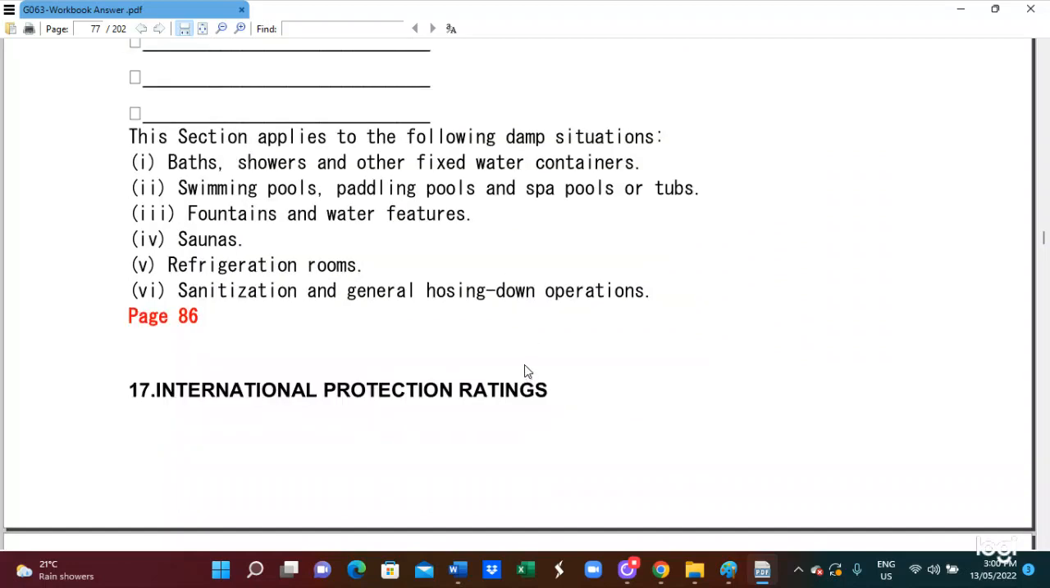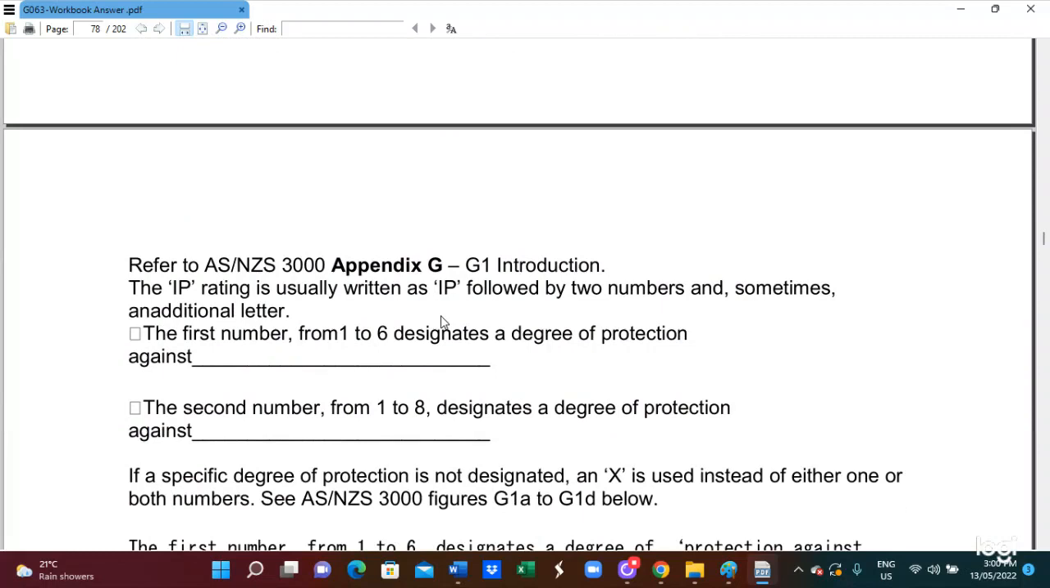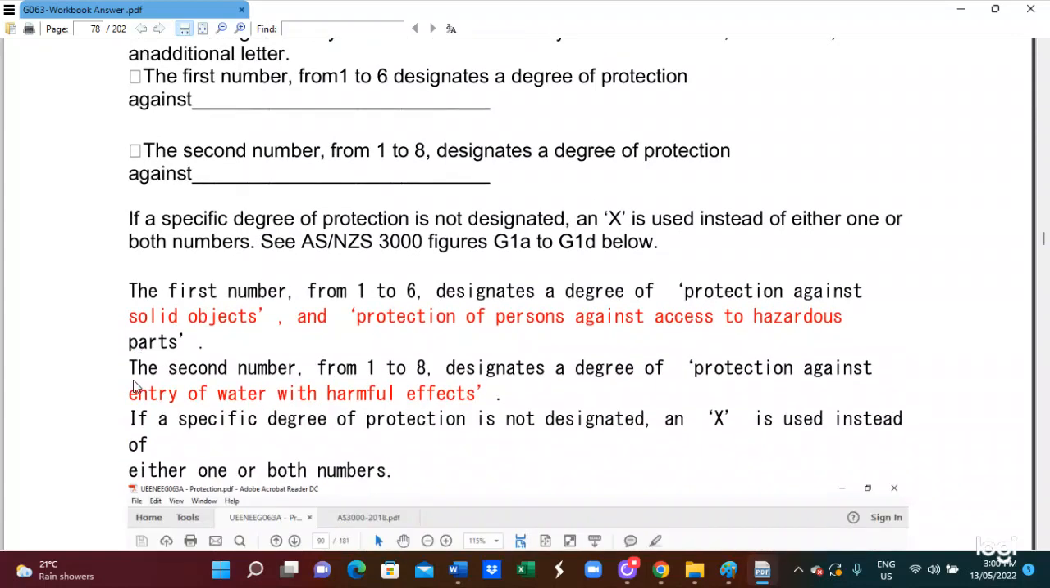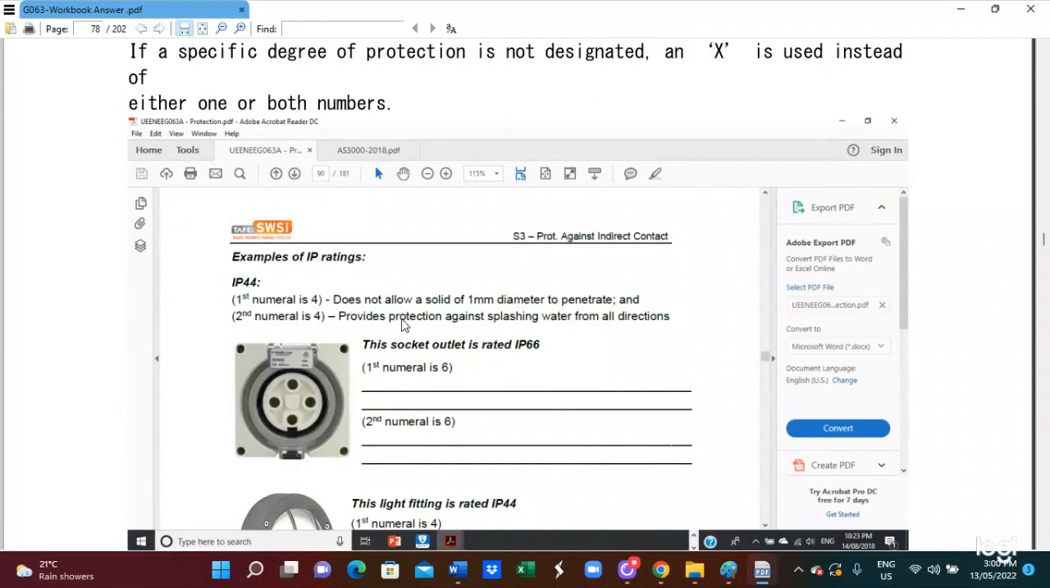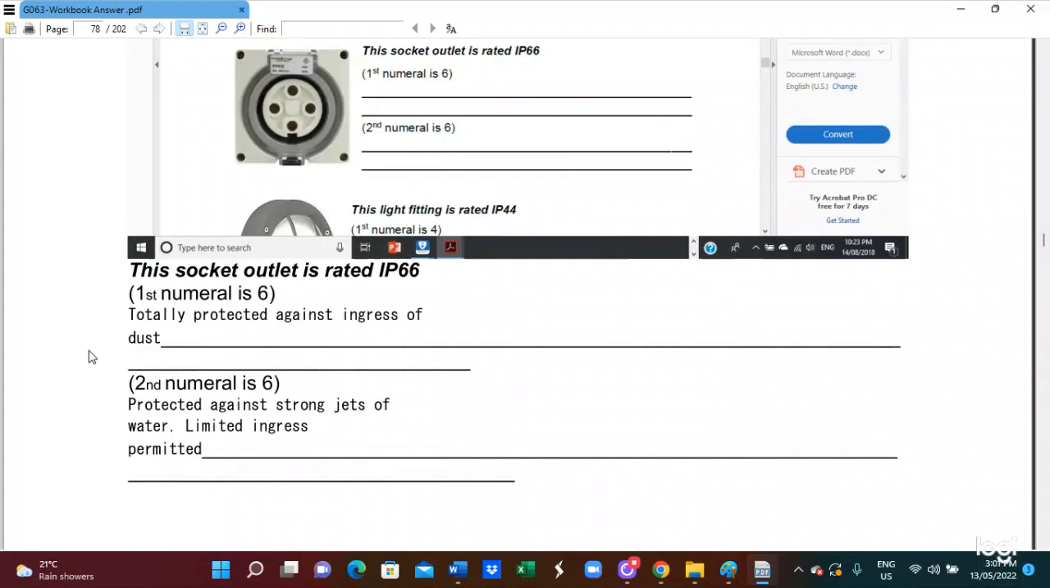EL3000 also mentions the electrical installation and damp situations. Damp situations include baths, showers and other fixed water containers, swimming pools, bathing pools, spa pools, saunas, refrigeration rooms, and sanitizing areas. International protection rating is the IP rating. The first number is from 1 to 6, which is the degree of protection. The second number, 1 to 8, is also a degree of protection. So it's important. There will be an IP rating, for example a socket rated IP66.